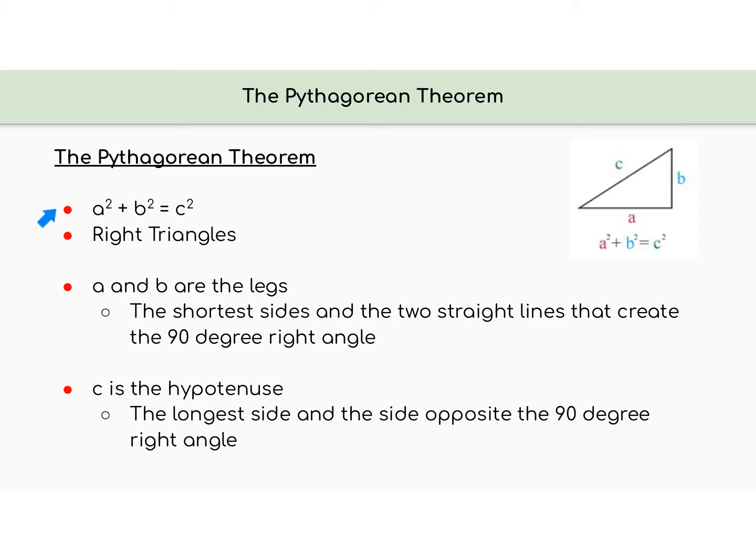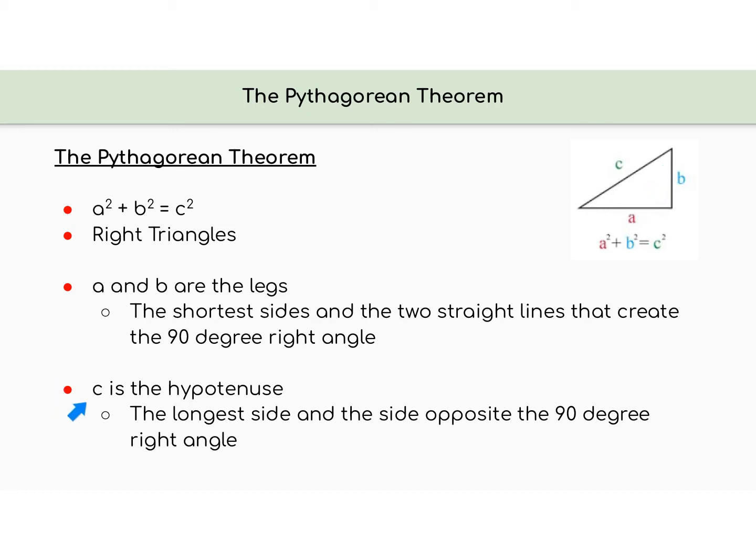First, it's a squared plus b squared equals c squared. The Pythagorean theorem only works with right triangles. A and b are the legs. These are the shortest sides, the two straight lines that create the 90-degree right angle. So in our example, A and B represent the legs. These are the two straight lines that form our right angle.